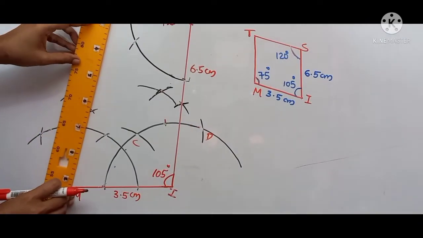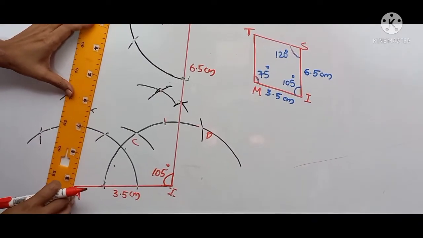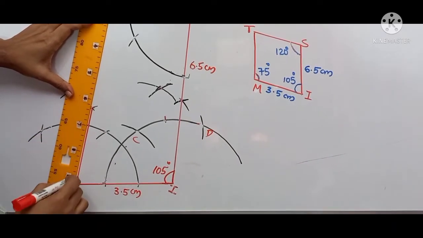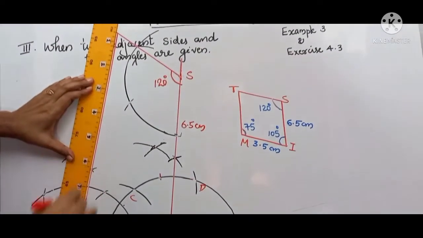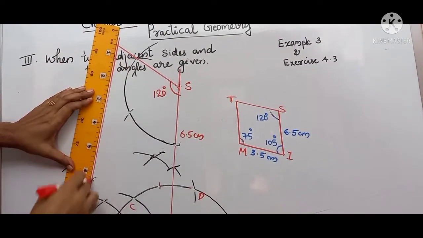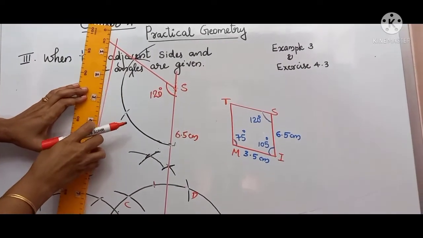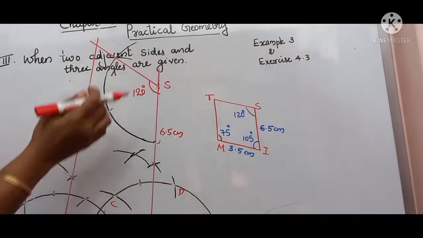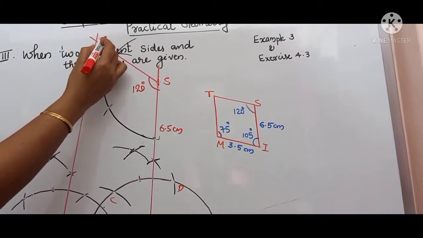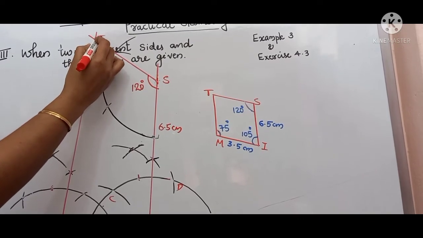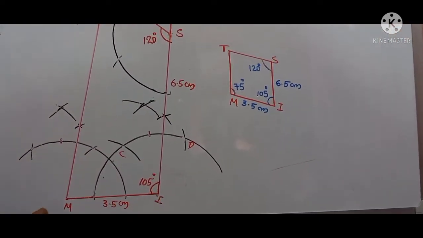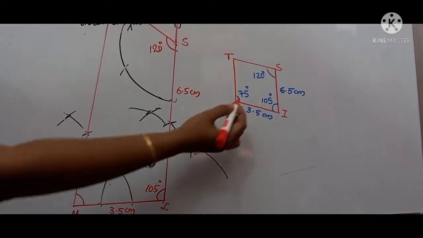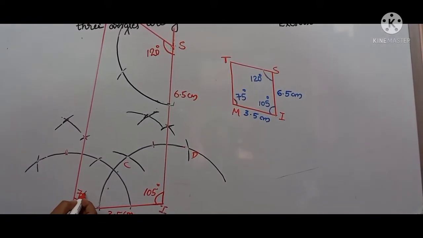Join this point and M. And when you are drawing this line, do not stop here. You have to draw it this way, so it will intersect the 120 degree line. We have drawn that line for that. Here they are intersecting, this line and this line. Now we have got that point T. This point of intersection is the point T. And our quadrilateral MIST is ready, and angle M is equal to 75 degrees.